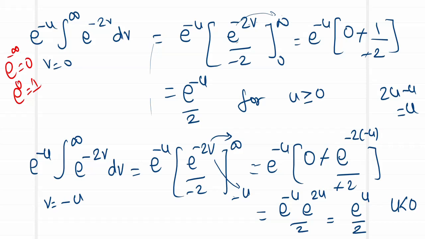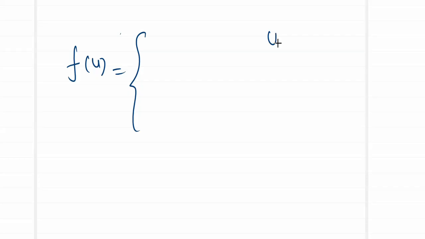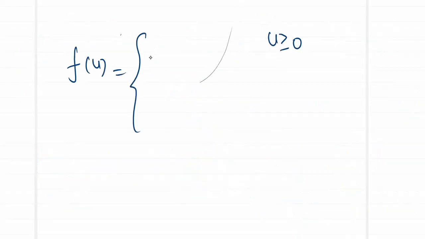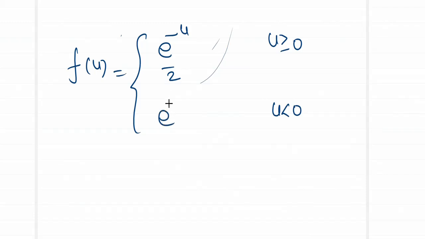So I have two functions, and hence for my f of u I am going to define it as follows. What is my PDF f of u? F of u is equal to e power minus u by 2 for u greater than or equal to 0. And for the second case, when u is less than 0, it is e power u divided by 2.